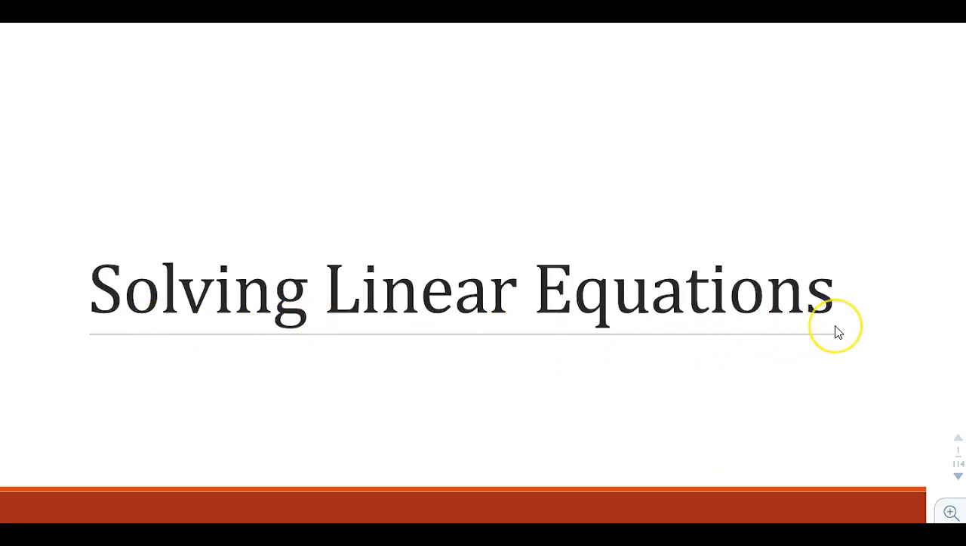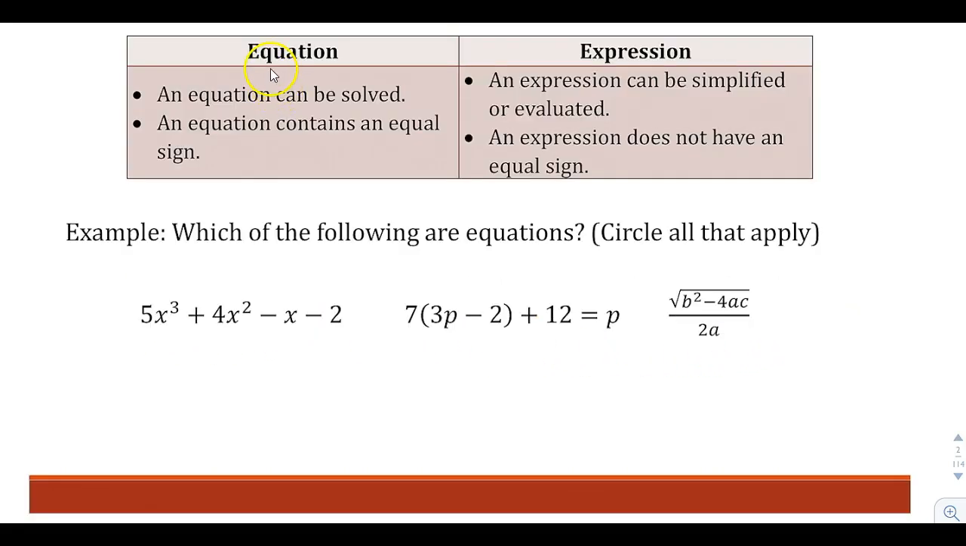Solving linear equations. What is the difference between an equation and an expression? An equation can be solved. An equation contains an equal sign. An expression can be simplified or evaluated, and an expression does not have an equal sign.